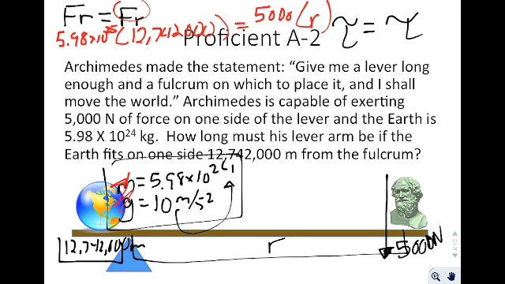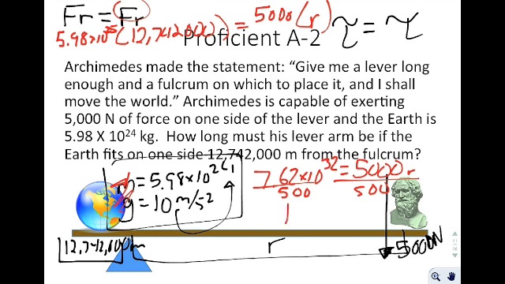So we would multiply the left side of the equation together, 5.98 times 10 to the 25th, and then we would multiply that by 12,742,000. And when we do that, we get an exceptionally large number of 7.62 times 10 to the 32nd. Now on the other side, we have 5,000 R. So we would divide both sides by 5,000. Okay, when you divide both sides by 5,000, you end up getting 1.52 times 10 to the 29th.